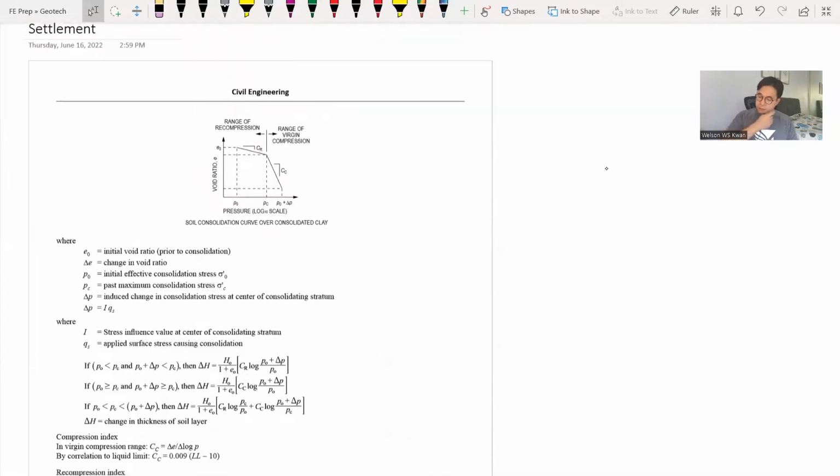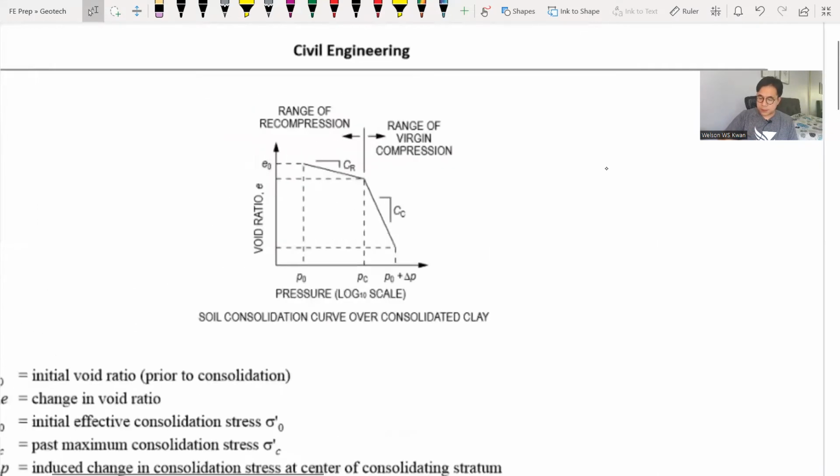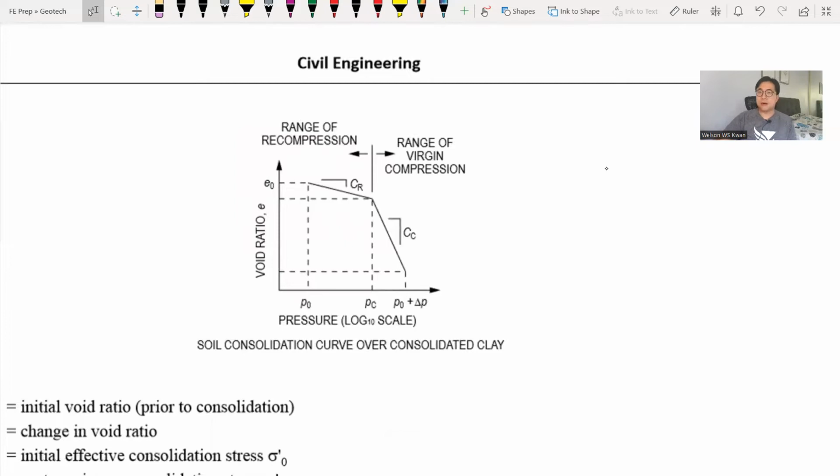Okay, so the FE menu here starts with a picture, and this picture pretty much captures the important concept of soil consolidations. So in this plot, you can see the y-axis is the void ratio, and the x-axis, very important, is in log scale. So this is a semi-log scale graph. And the y-axis is the void ratio. You can think of this as related to the deformations.